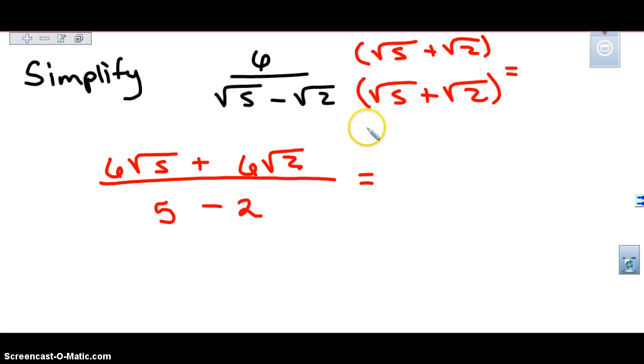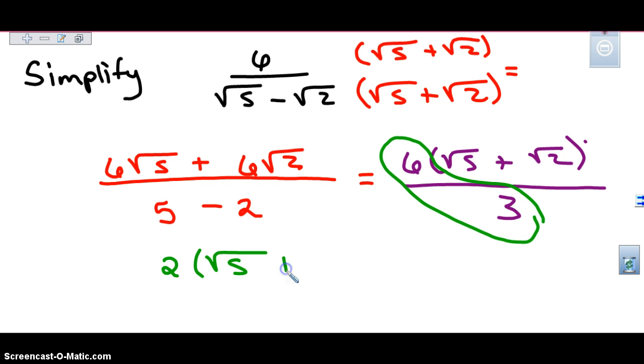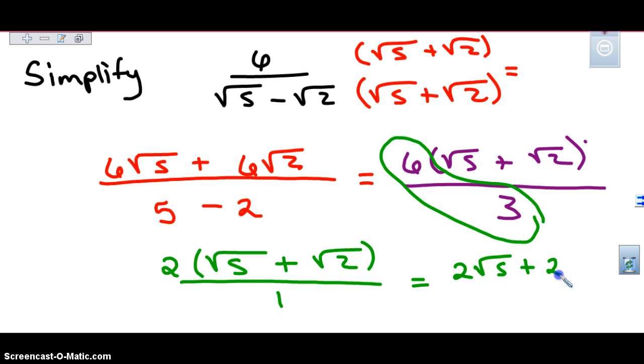So this means the same thing as saying 6 times the square root of 5 plus the square root of 2, right? Over 3. Do the numerators mean the same thing? Yes, right? Now, why did I go back to using these parentheses? Well, because it's easier to see that you can simplify this and then say 2 times the square root of 5 plus the square root of 2 over 1. This means 2 square root of 5 plus 2 square root of 2.